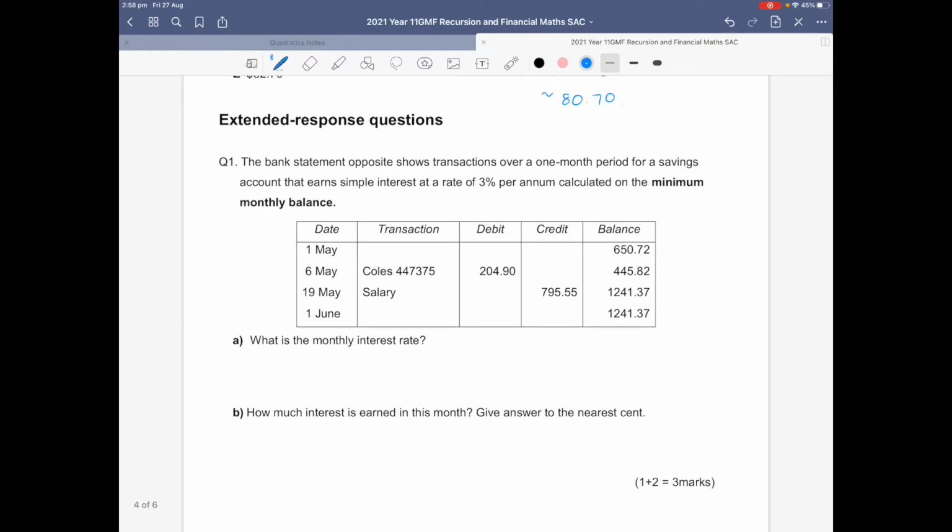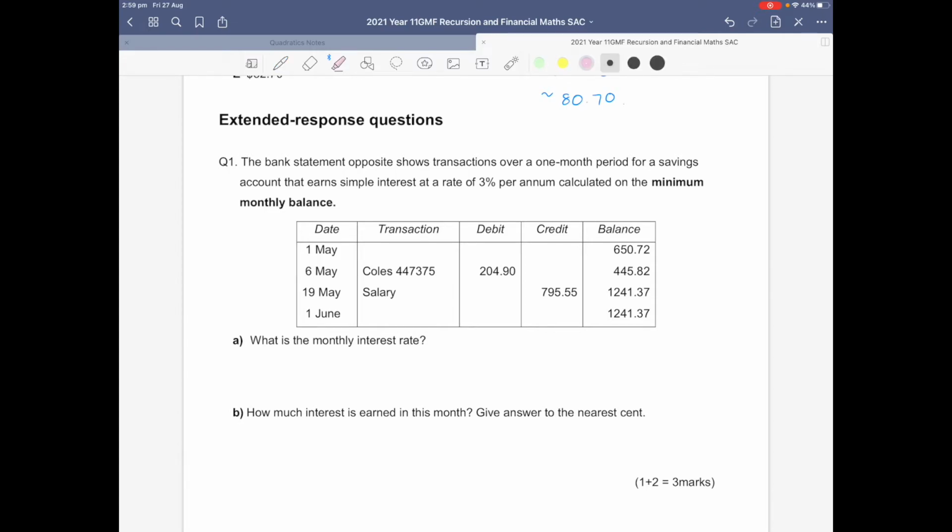Alright, so extended response. This section was probably the most challenging in the SAC. Understandably so, there was a lot to do, and obviously it's a little bit more challenging when it is online to be able to take everything in, but I think it's worth going through in any case. So the first question is all about a bank statement and calculating some interest. So let's start by reading the question.